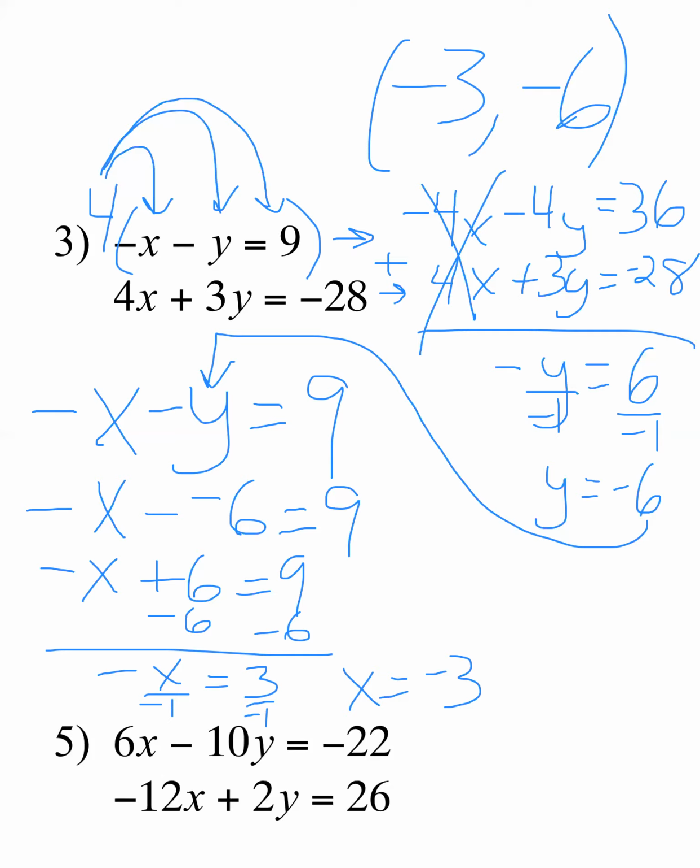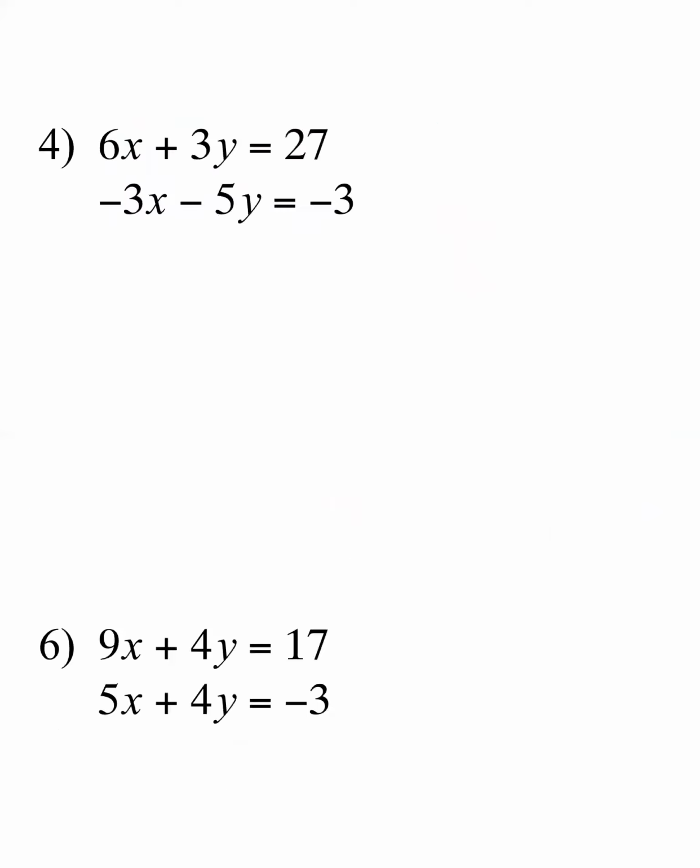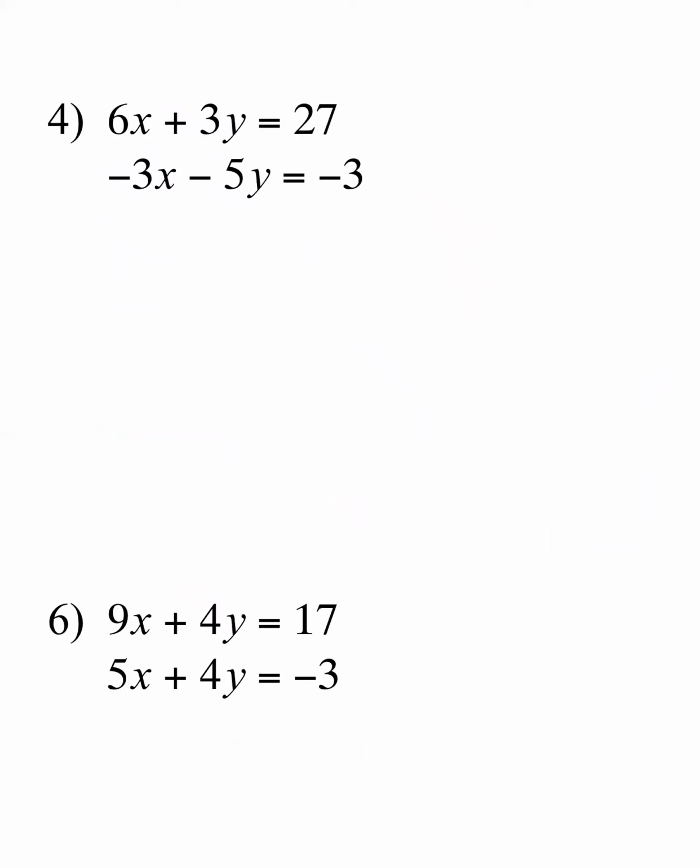Okay, we'll do one more together and then I'll leave you to it. Okay, so here I'm looking, everything's in the same order. I don't have a pair of opposites. Let's see if I can get there. So if I look at the x's, I'm going to take the smaller one, 3, right? And it's already negative. So is there a way for me to multiply 3 by something and get 6? Yeah, I can just multiply by 2, right?